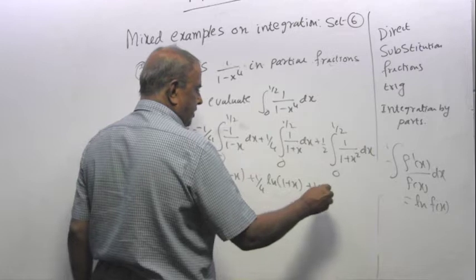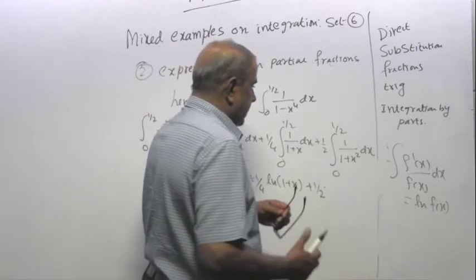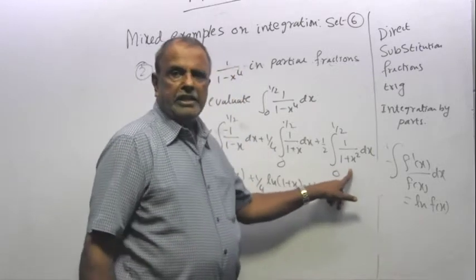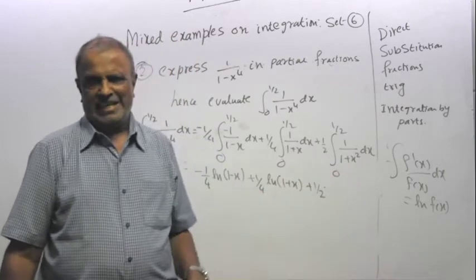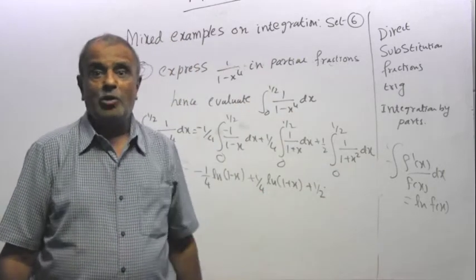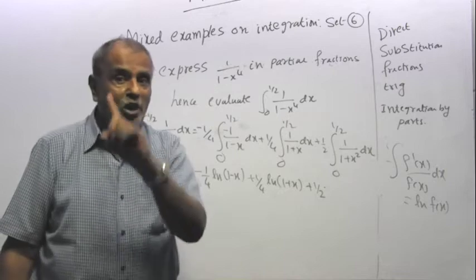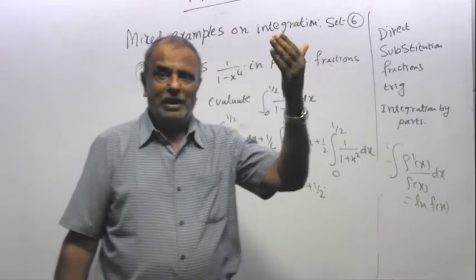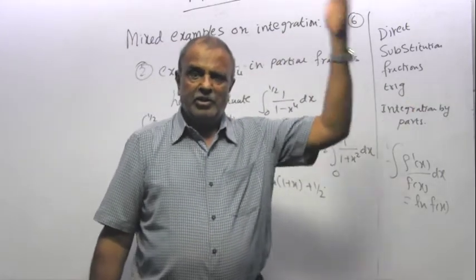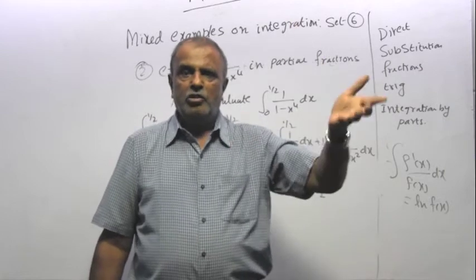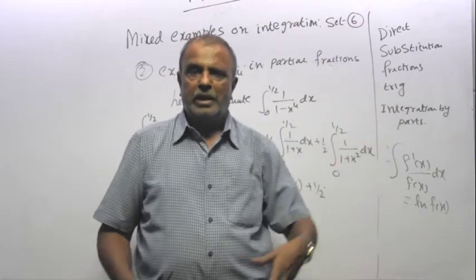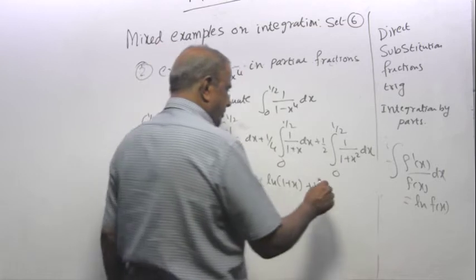Plus half times. Here, when you differentiate the denominator, you get 2x. There is no x in the numerator and you can't bring x. So the only way you do it is the standard formula. Tan inverse x gives you 1 over 1 plus x squared. So when you integrate 1 over 1 plus x squared, you get tan inverse x.